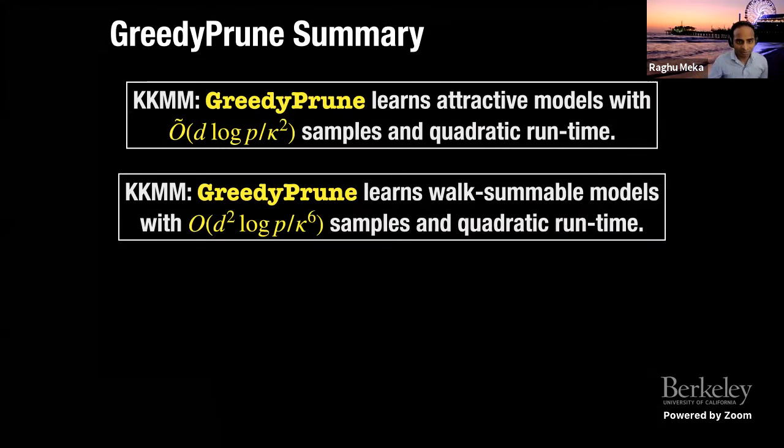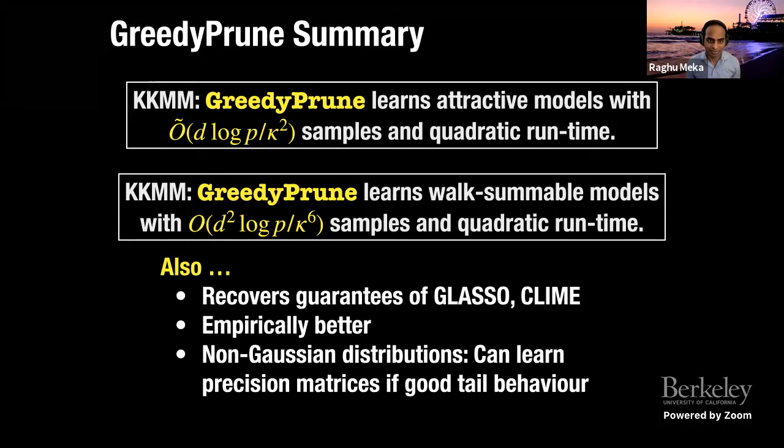Okay. So the summary, here are the main results. Greedy prune learns attractive models and walk-summable models with somewhat similar but slightly worse quantitative parameters. And you can also recover the guarantees of lasso and CLIME under the assumptions that they were analyzed with. It's also empirically better. And one nice thing about our method, as well as lasso and CLIME, is that even though everything I talked about was in terms of Gaussian distributions, there is a version of the problem which makes sense, which also works for non-Gaussian distributions.